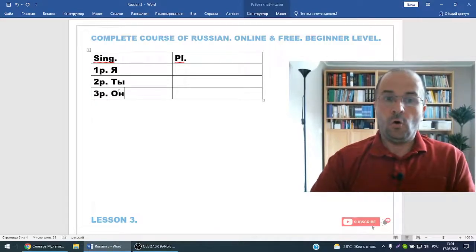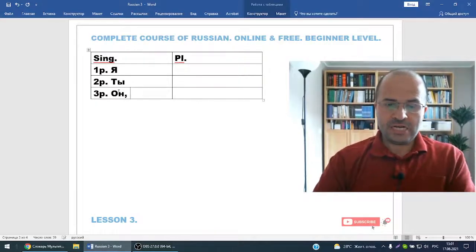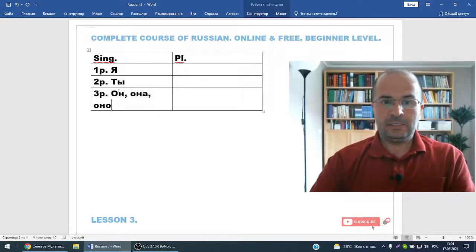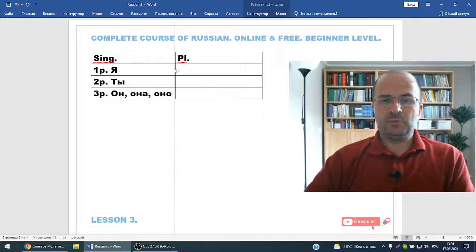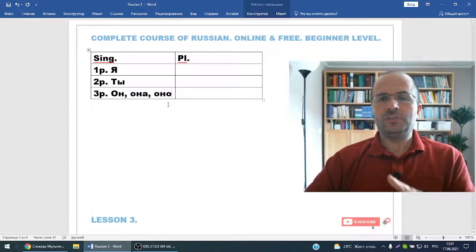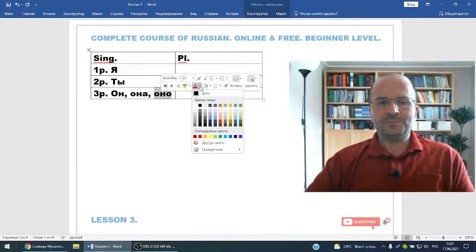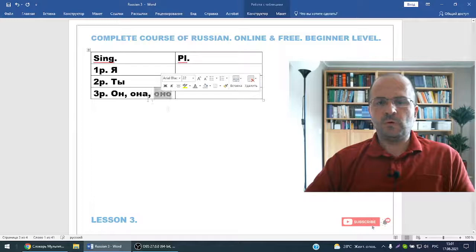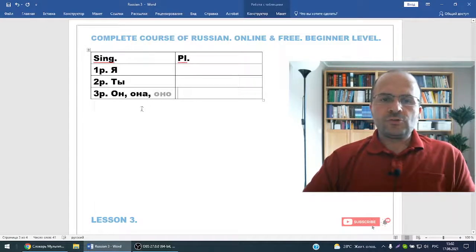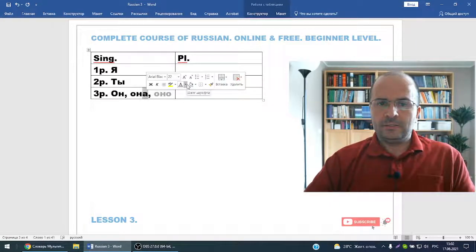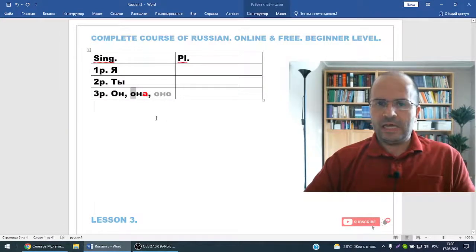He, on, she, она, it, оно. But you will see that it is not always translated with оно in Russian. Okay, so I'll put it in this color because we won't use it very much. So, она, even if it is written ona, as you know, a being stressed, o is pronounced like a.